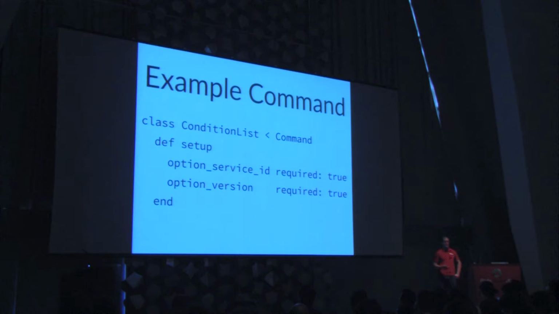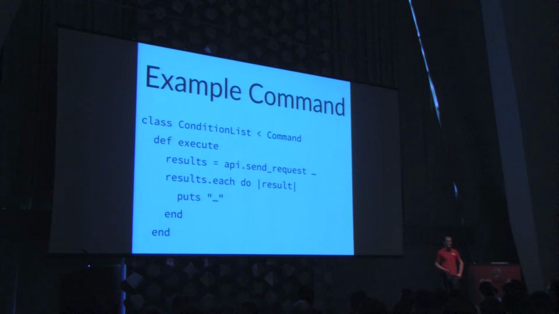For example, if we had a command that listed conditions, the setup method would require a service and a version that the conditions are attached to. And then the execute method would take those arguments, perform the API operations to fetch all of the conditions, and then display them to the user.